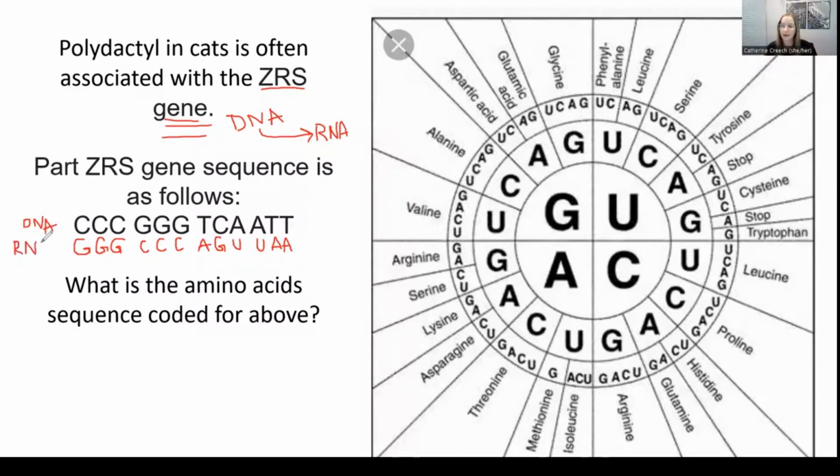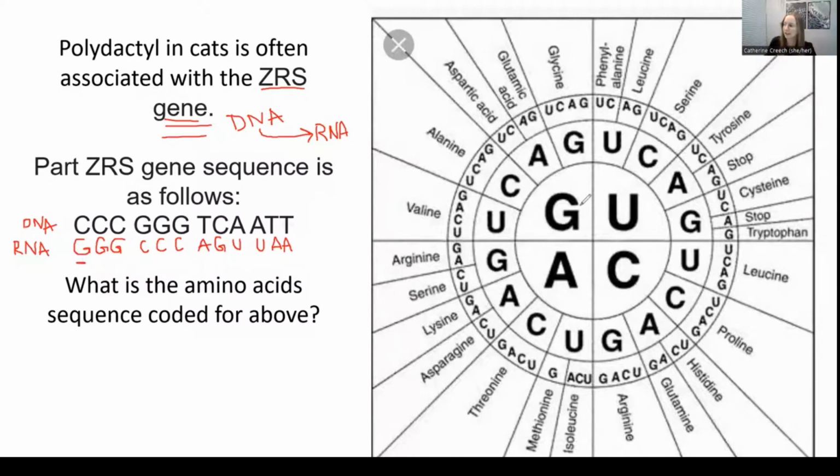Cool. So now that I have the RNA from the DNA, that was my gene related to polydactyly, I can use this codon chart over here on the right to figure out the amino acid sequence. We have 2 main types of codon charts. We have the square one and we have the round one. I'm going to show you both. So the first thing we do is we go right to the center of this bullseye area and you find the first nucleic acid that you're looking for.